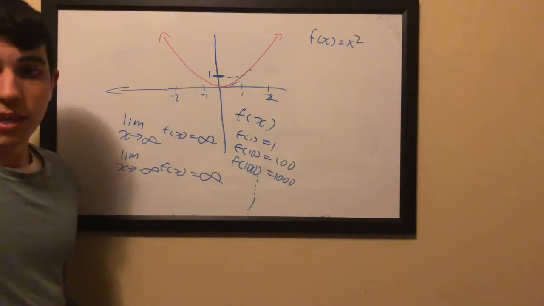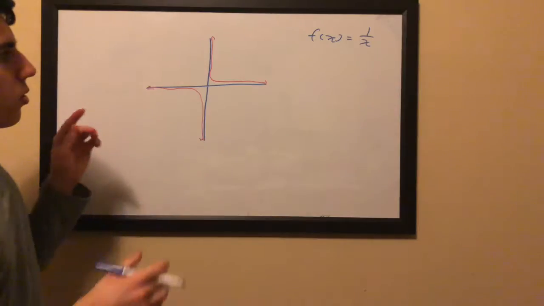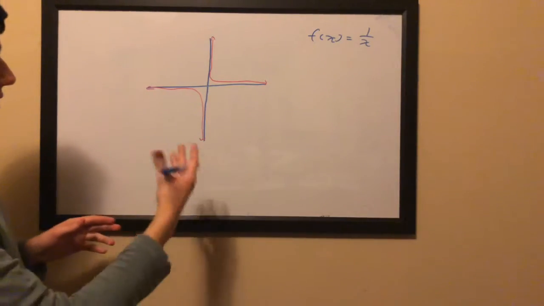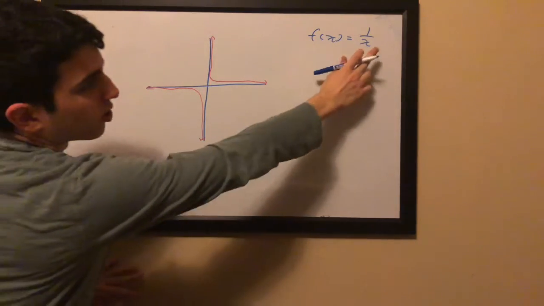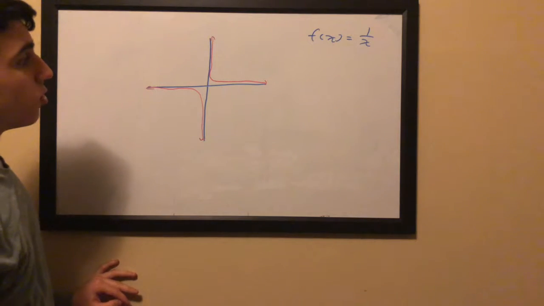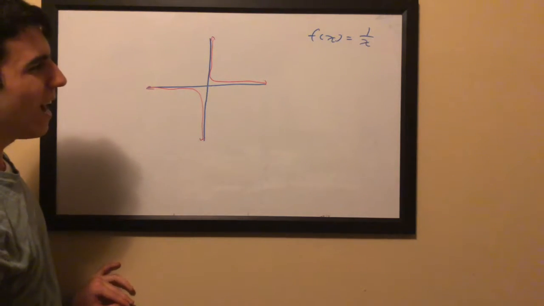So let's look at another example of a rational function. Now let's take a look at the graph of f of x equals 1 over x, which is a rational function having an x term in the denominator. If we take a look at this, it's kind of odd.